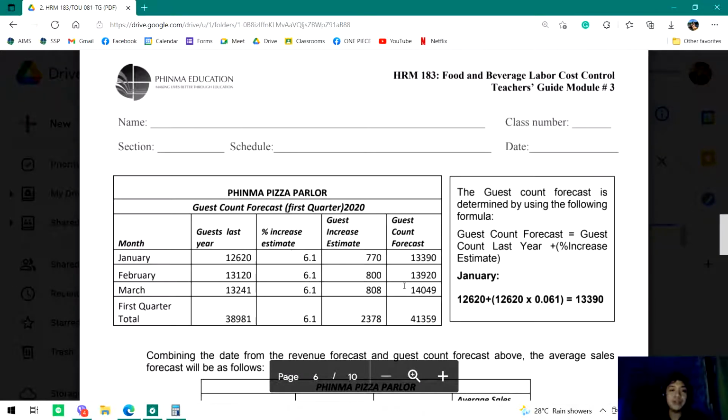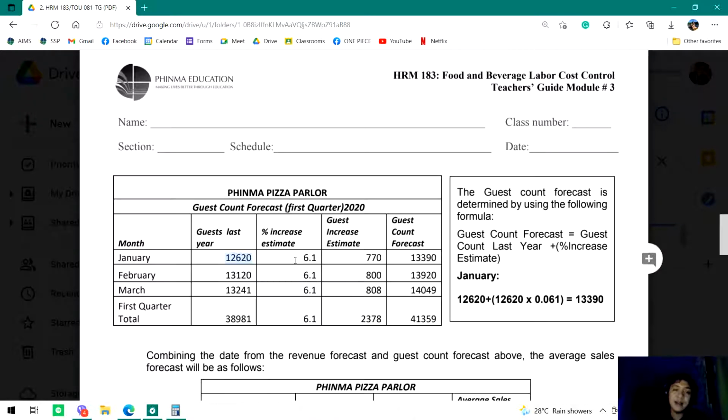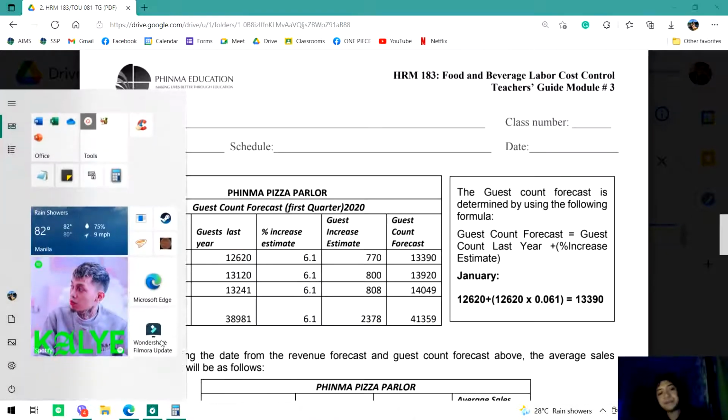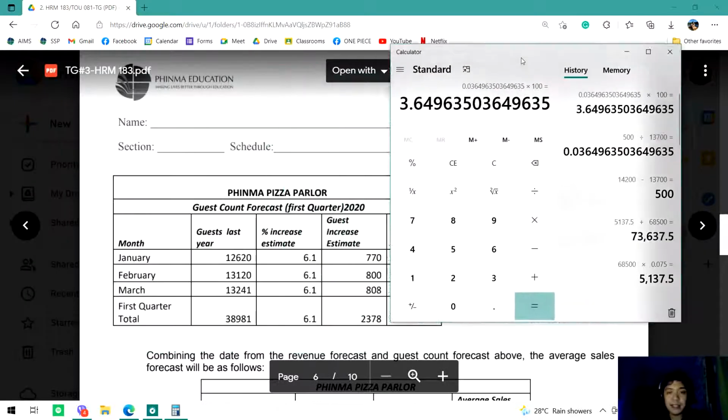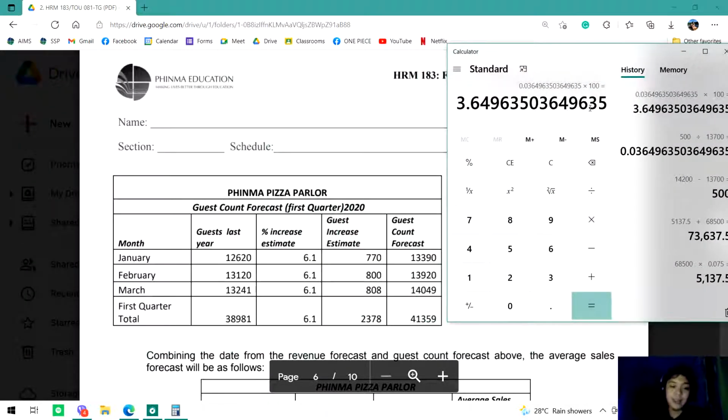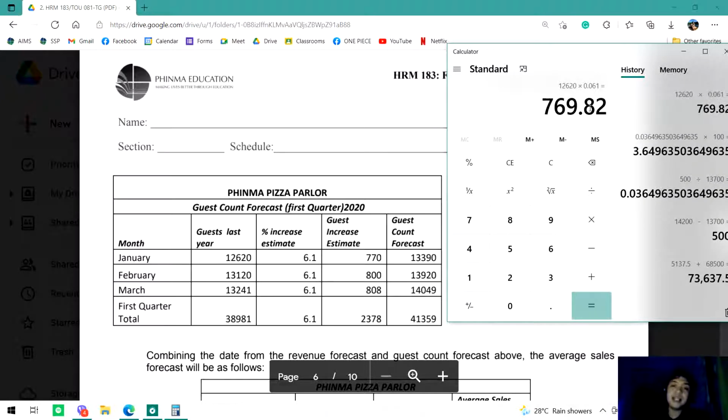Ito yung gagamitin nating figure to forecast the increase for the next few months to follow. So, ang gagawin natin is we have to multiply this guests last year to the raw amount of 6.1. Tignan natin kung same formula lang din ang kailangan gawin. So, that is 12,620 multiplied by the raw amount of 6.1. So, that is 0.061. We will have 769.82 or rounded up, that is 770.